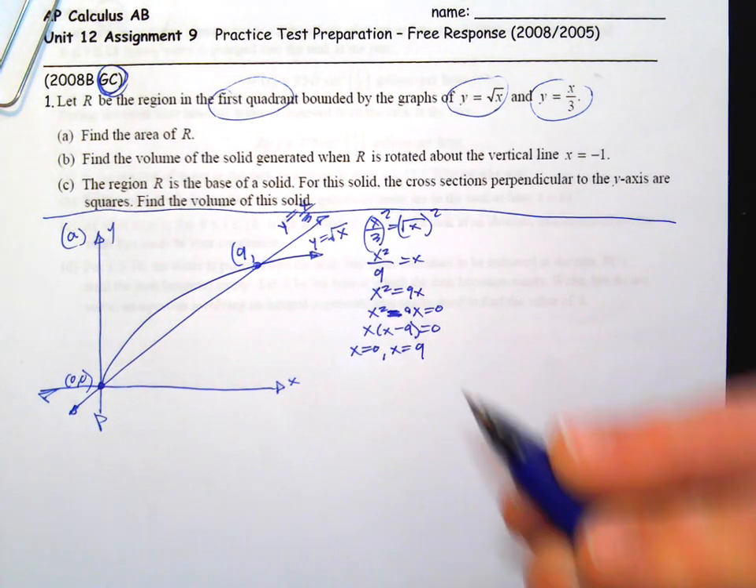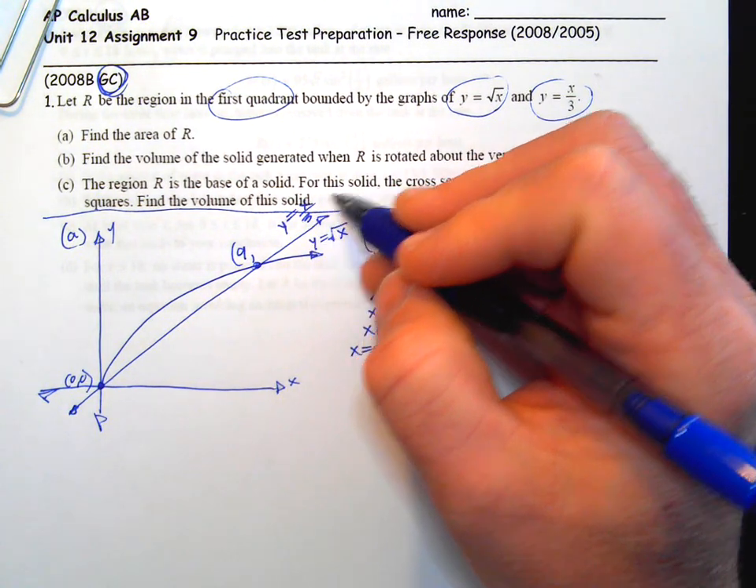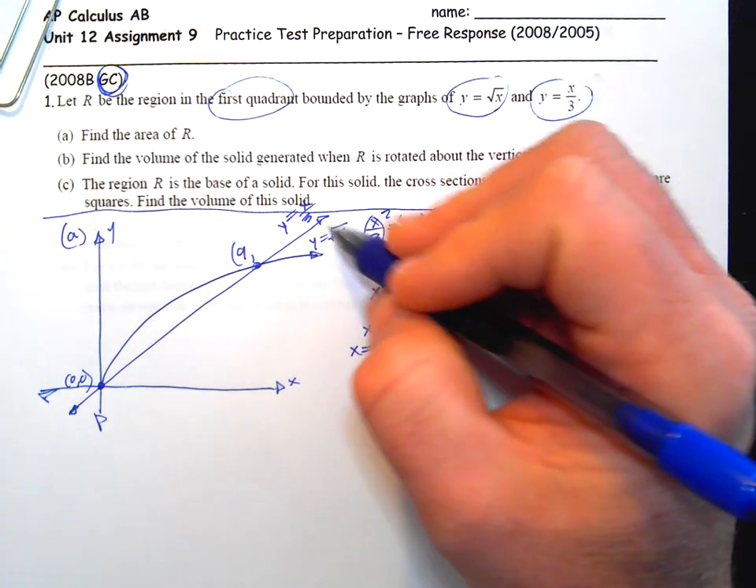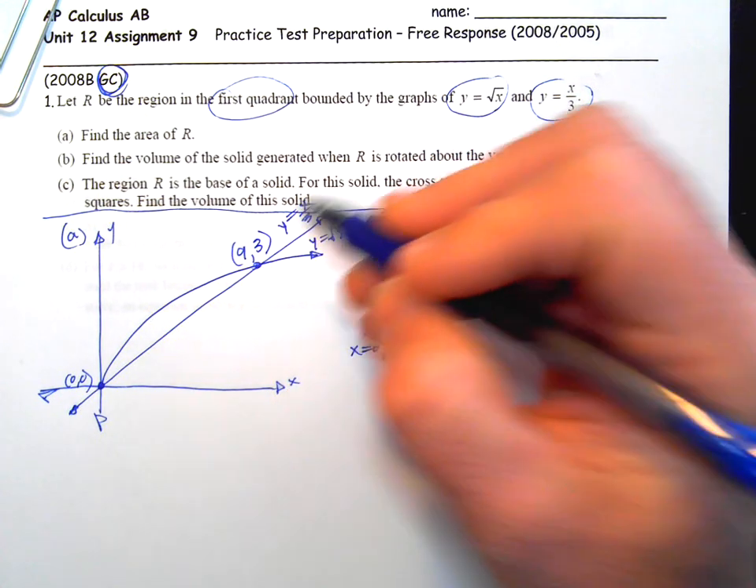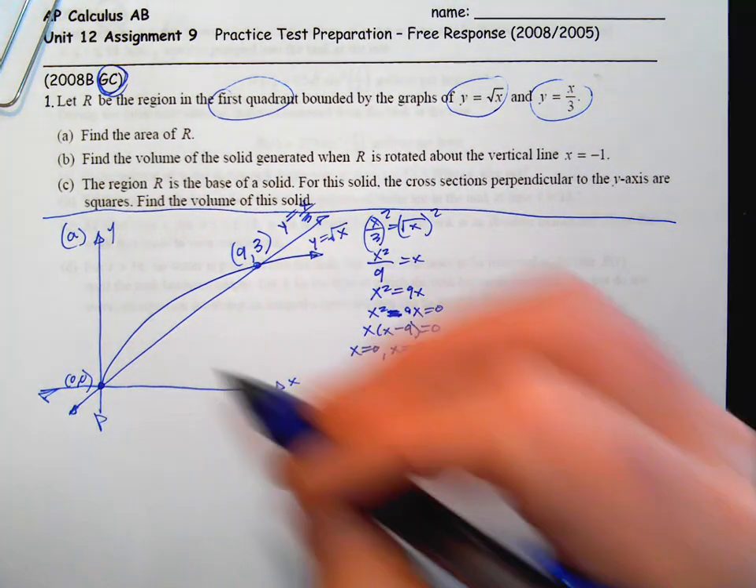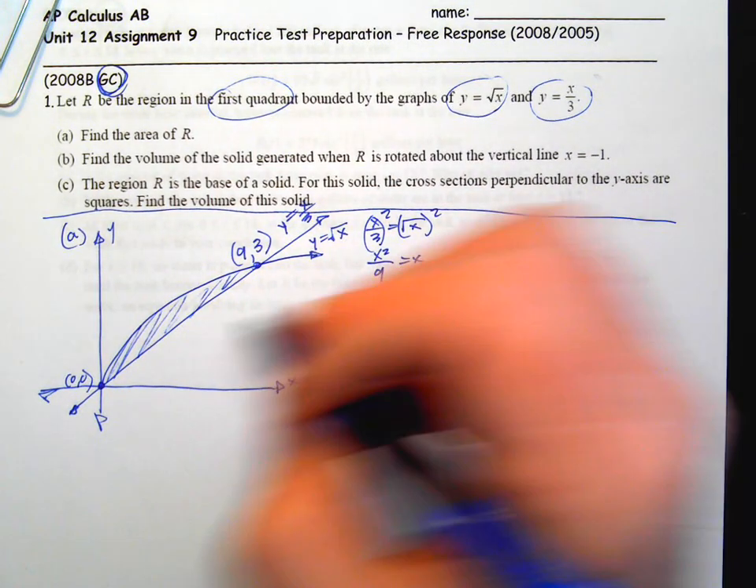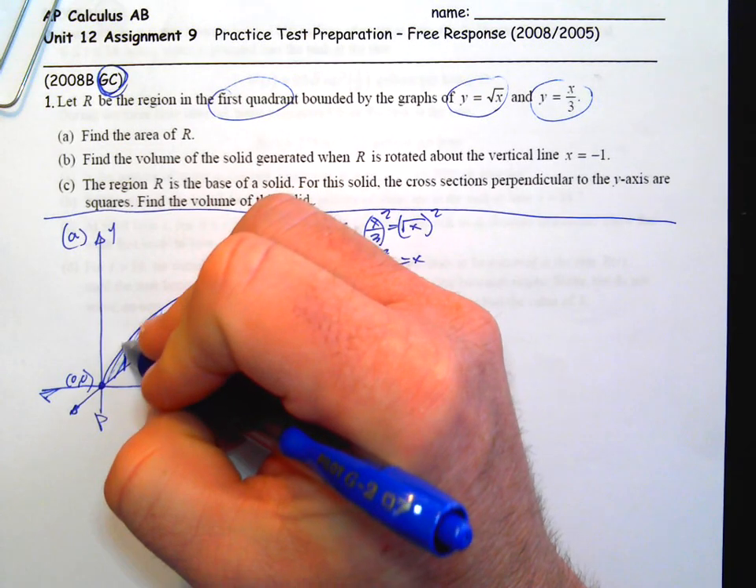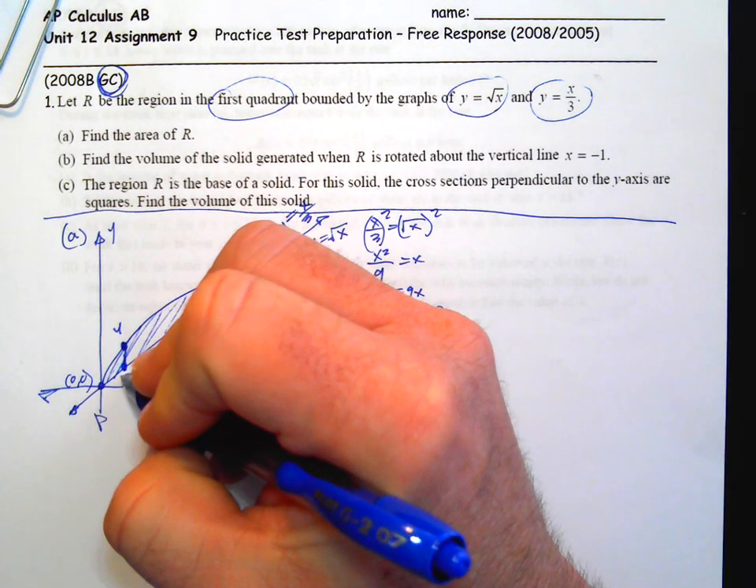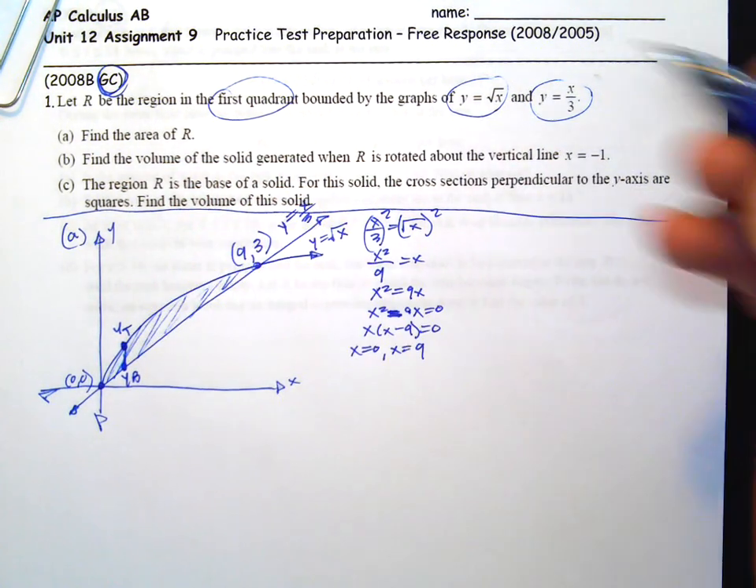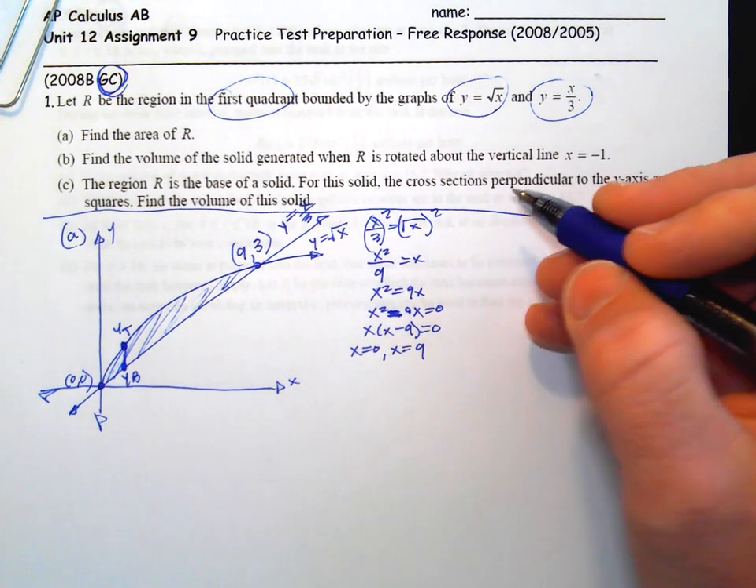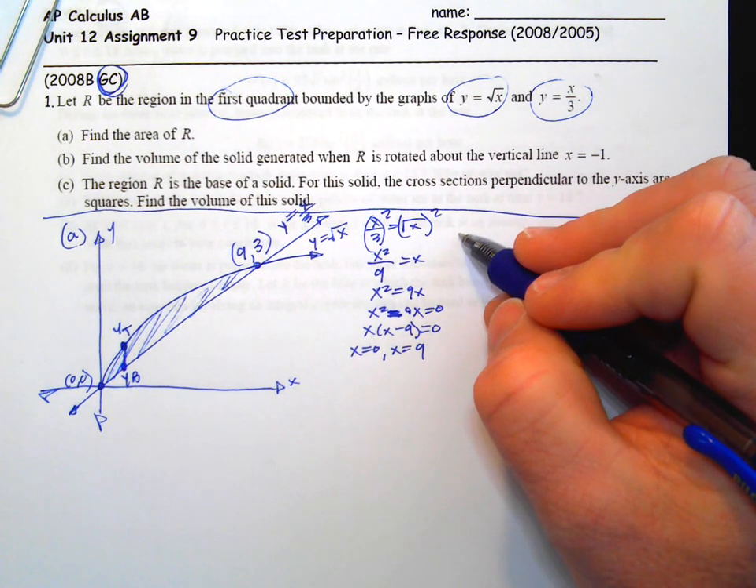An easy way to check it is to plug it into both functions, and that should give you the y value. 9 over 3 is 3. Square root of 9 is 3. Looks good. Okay, this is the region we're trying to find the area of on part A. So we could do vertical slices. y top minus y bottom, which looks easy enough. So probably be the easiest, quickest way.